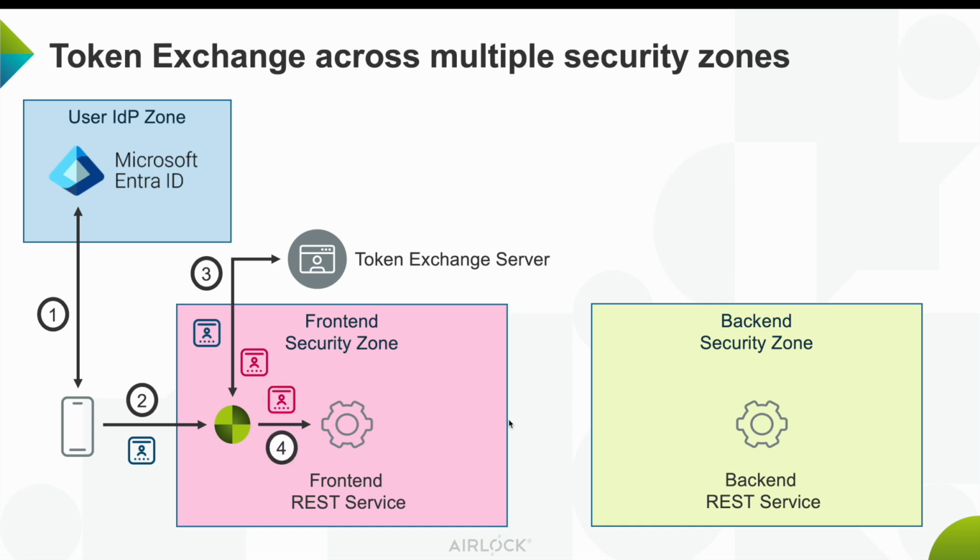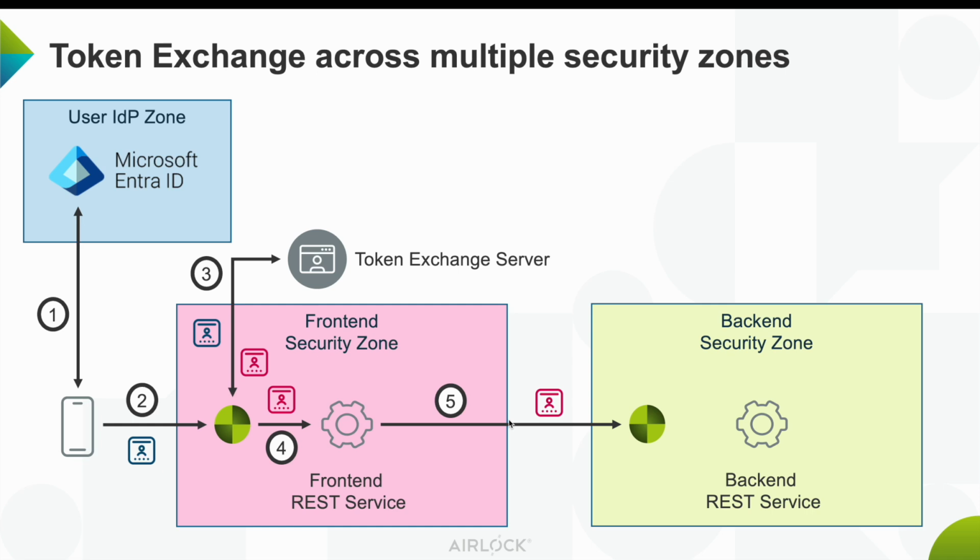Afterwards, the Microgateway in the red security zone forwards the request with the red token to the front-end REST service. The front-end REST service forwards the request with the red token to the back-end REST service in the green security zone.